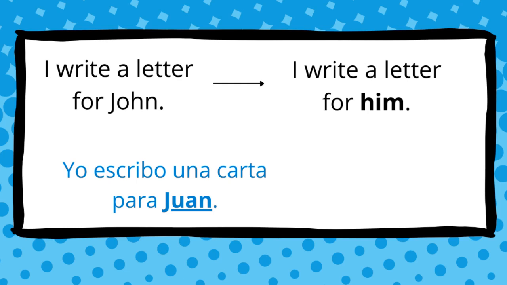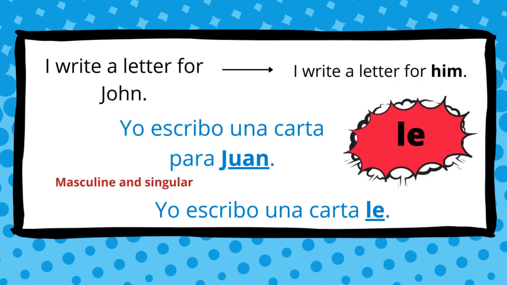Now let's look at it in Spanish. Yo escribo una carta para Juan. Yo is our subject. Escribo is our verb. So now let's ask ourselves again. Who am I writing this letter to? Juan. Right, it is Juan. Yo escribo una carta para Juan. We know that Juan is masculine and singular, it's just one person. So we replace Juan with le. Yo escribo una carta le.